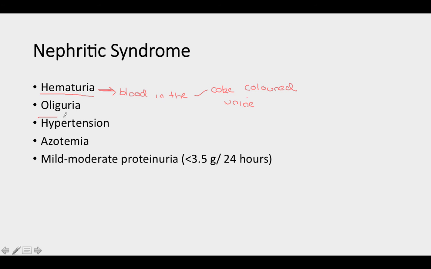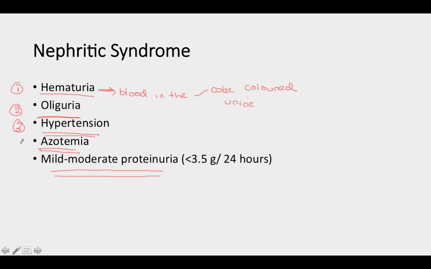You get oliguria because of the decreased filtration area, remember? And you get hypertension because of the retention of sodium and water. Because of the reduced filtration in general, the decrease in GFR, you get a retention of nitrogenous compounds and azotemia. And because of the destruction of the glomerulus and the glomerular basement membrane to an extent, you get a mild to moderate leakage of protein into the urine. These are the 5 hallmarks of the nephritic syndrome.